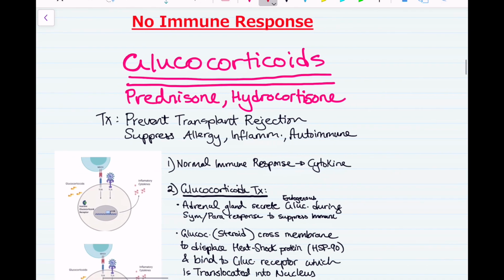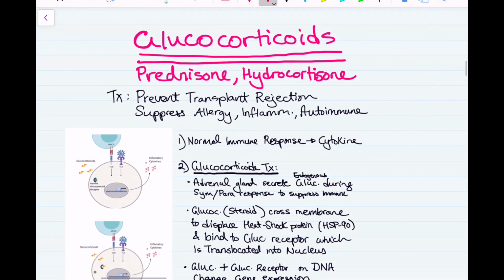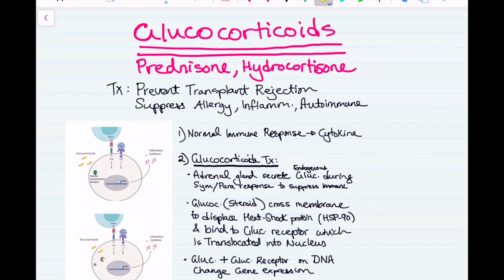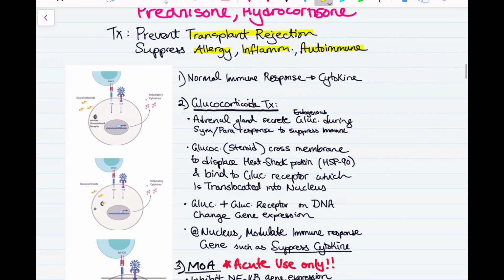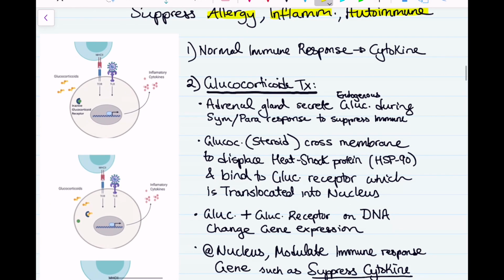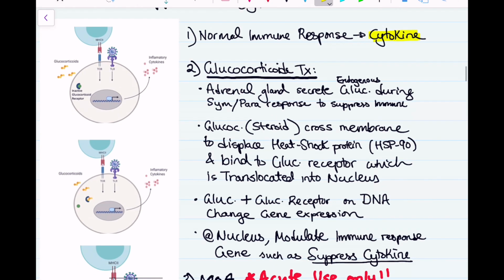Glucocorticoids such as prednisone and hydrocortisone are used once again to prevent transplant rejection, suppress allergy, inflammation, and autoimmune disease, just like all the other immunosuppressive drugs. In a normal immune response, we get cytokine production, which will activate T cell proliferation, but here you will not get that. Normally your adrenal glands secrete endogenous glucocorticoids during your sympathetic parasympathetic response to suppress the immune system.